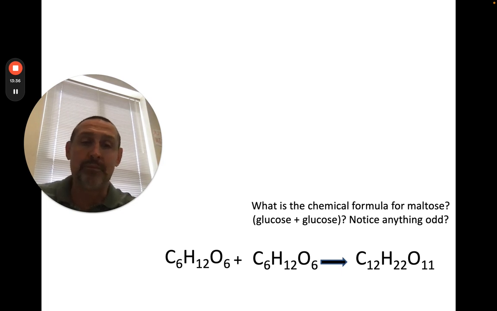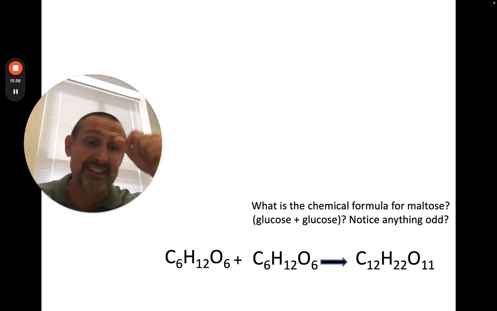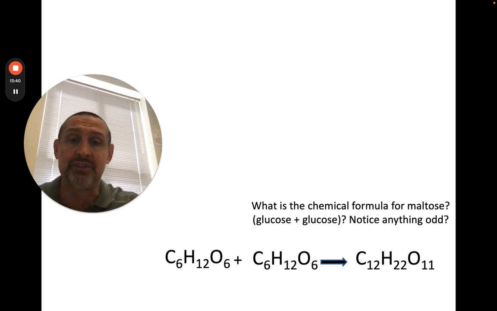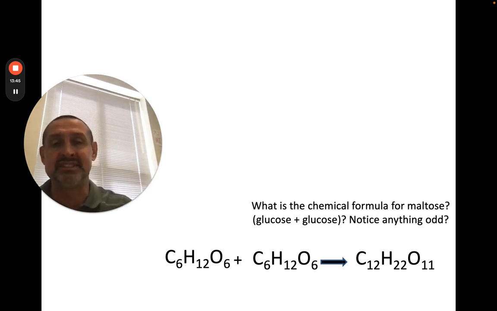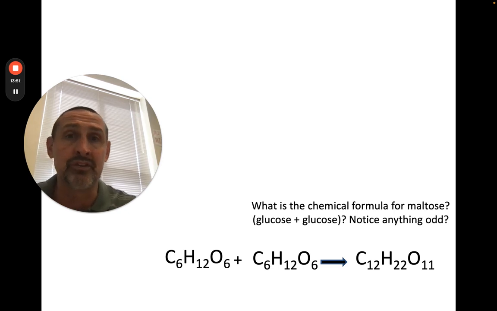Here's a great example of a reaction that's a synthesis reaction. We're bringing two things together. So we have a glucose molecule. The chemical formula is C6H12O6. We add it to another glucose molecule, C6H12O6. And together we get a maltose molecule. All right, so that's a great example of a synthesis reaction.